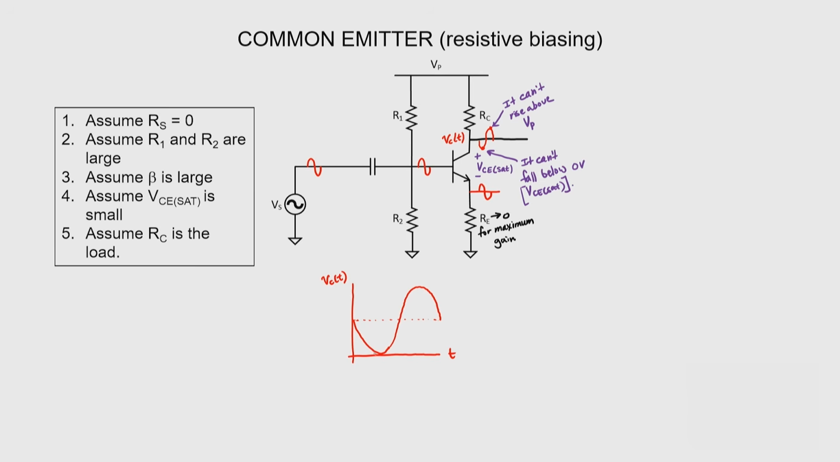And at its lowest point, it just touches the saturation voltage, or in this case, we're just assuming that it's close to 0. At its highest point, it just touches the power supply voltage. That's V sub P. By inspection, we can see that the average voltage is just Vp over 2, and we can go ahead and write an expression for the collector voltage as a function of time. So we have a DC offset, and we have a sine wave with particular amplitude.